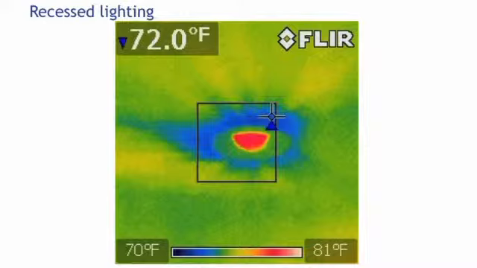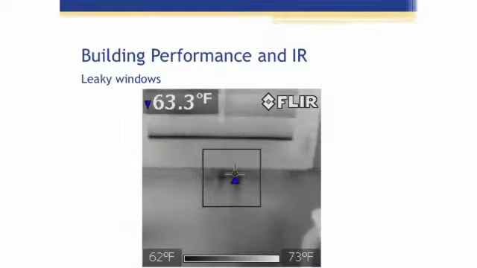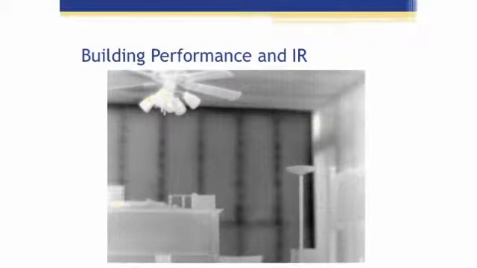Also, we can find issues with recessed lightings. And this is with the light not even on. We can also see air infiltration around doors and windows and building components. Very easy to spot that with an infrared camera. Also find leaky windows. Find out where the windows are leaking the most. Find out areas where we need to pay close attention to in terms of air sealing.